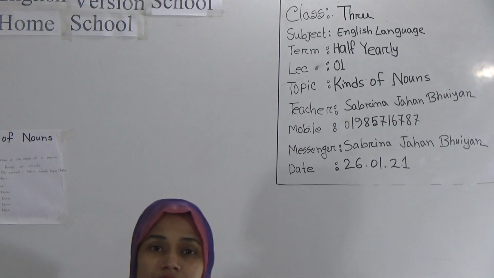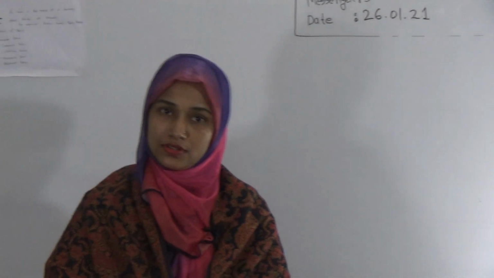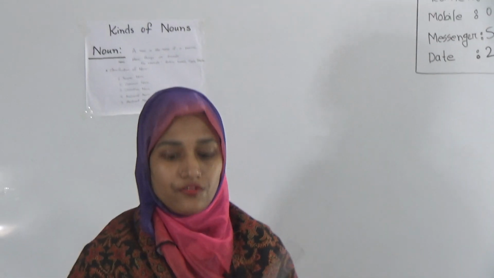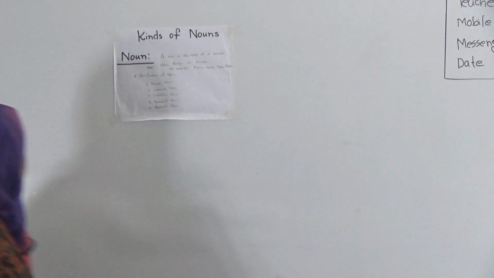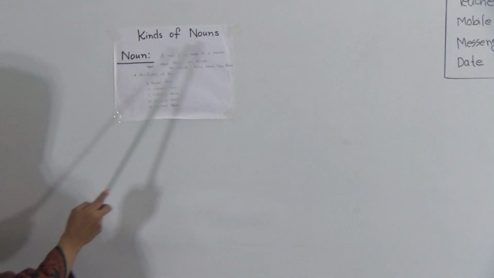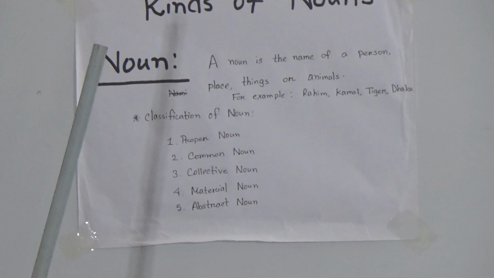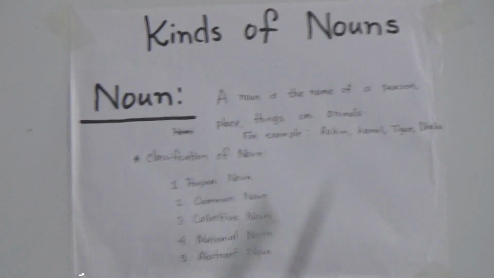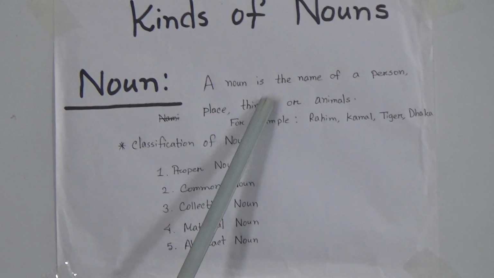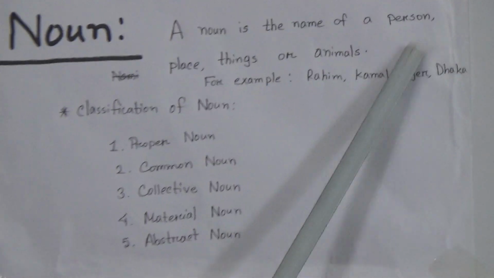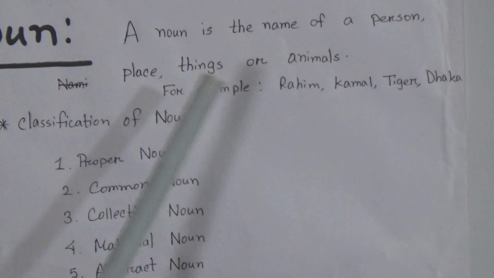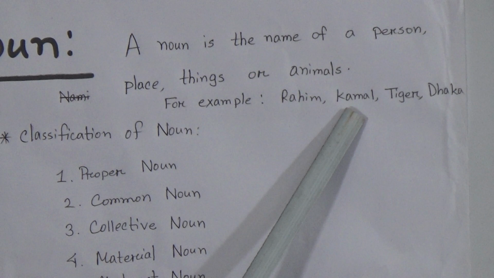So dear students, now I am going to discuss this topic. Please follow the board. First look here, kinds of nouns. At first we have to know the definition of a noun. A noun is the name of a person, place, things or animals.